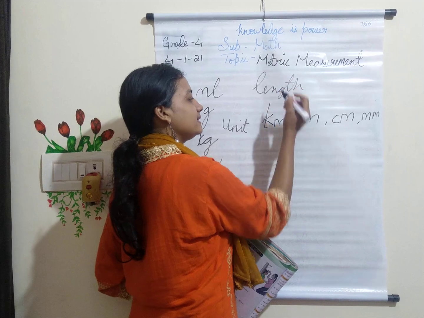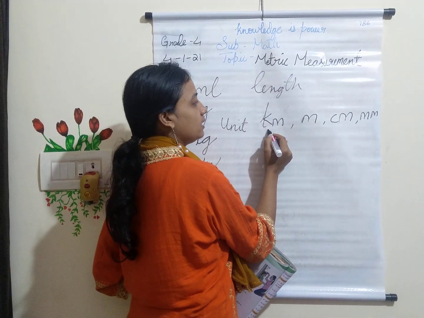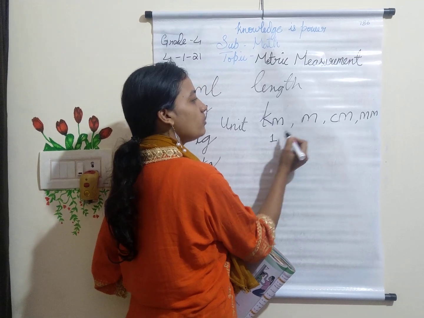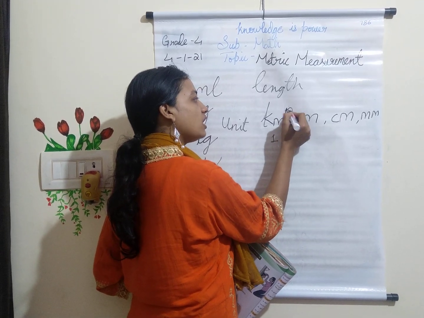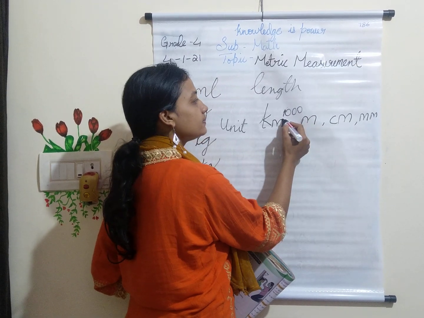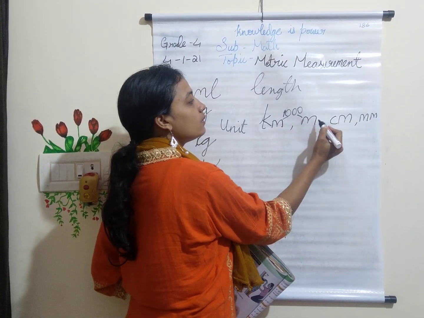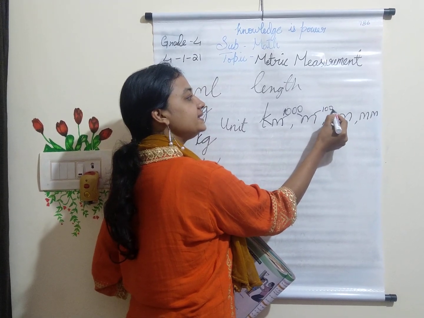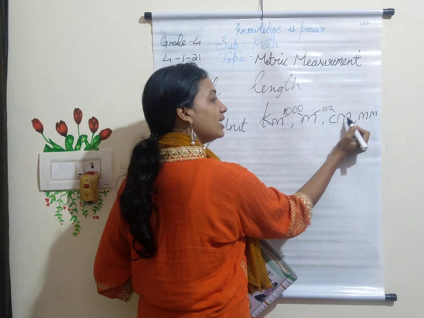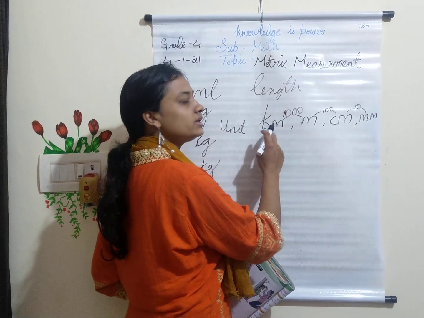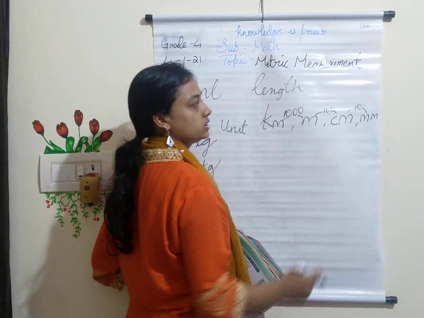Now let us see the relationship between them. How much is 1 kilometer equal to in meters? 1 kilometer is equal to 1000 meters. Similarly, 1 meter is equal to 100 centimeters. And 1 centimeter is equal to 10 millimeters. So this is the relationship between each unit.